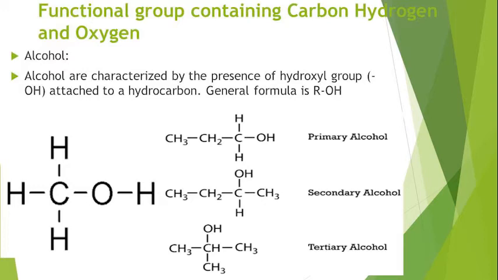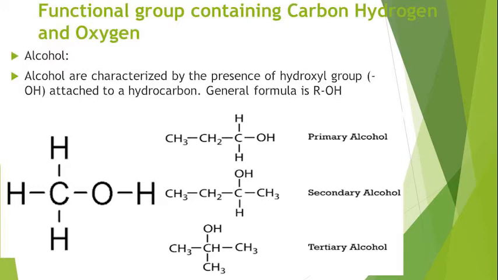As you see in the given example, in primary alcohol the OH group is attached with primary carbon, that is carbon that contains at least 2 hydrogen atoms. In second example, you can see the alcohol is attached with secondary carbon, that is carbon that contains only 1 hydrogen, so it is called secondary alcohol.